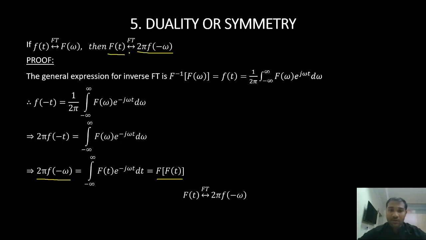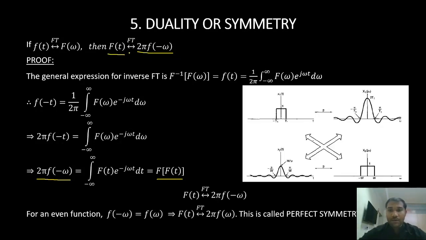So I'll just show you a small example for this. Here, this is my time domain signal, a rectangular function. The frequency domain or the Fourier transform for this signal is a sampling function. Okay, we'll prove this later. I'm just showing you an example of what this duality or symmetry means. For a rectangular signal, the Fourier transform is a sampling function.